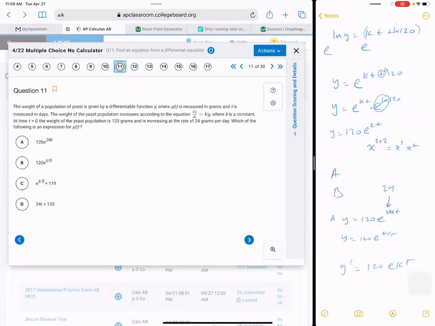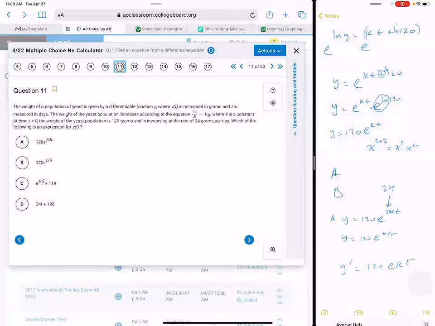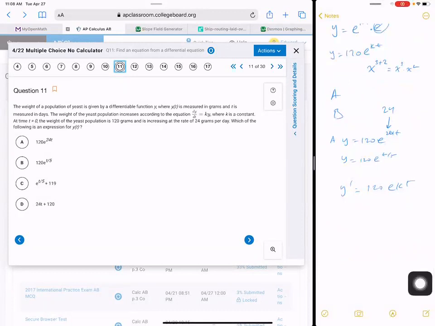Okay, I see what you mean now. You're probably right. I was just kind of lost here. Let me take a look. So you said y prime from here. From this point here, we take the y prime. Y prime is equal to 120 e to the kt times the derivative of e is itself times kt would just be k, right?